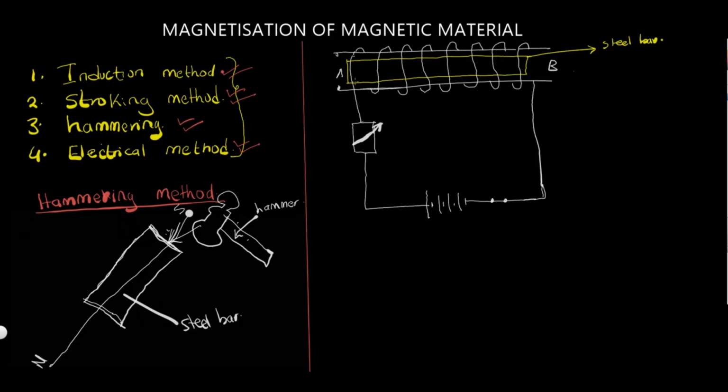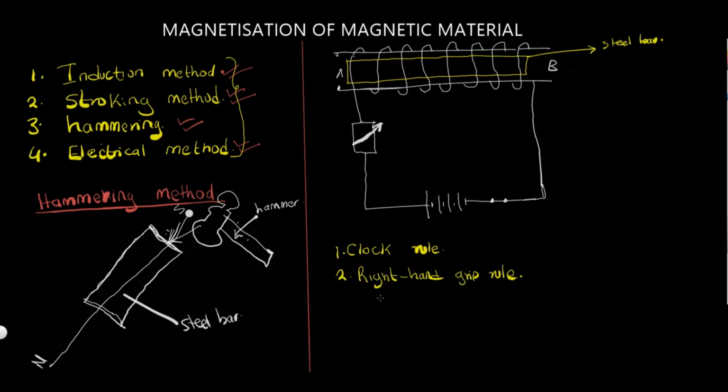For you to be able to know the North Pole and South Pole of this method, it will only depend on the direction of the current flowing in the circuit. If the current flows in this direction, then the polarity will be different than when the current flows from this direction. So we have two methods of identifying the polarity of this magnet. One, we have the clock rule, and two, we have the right hand grip rule.